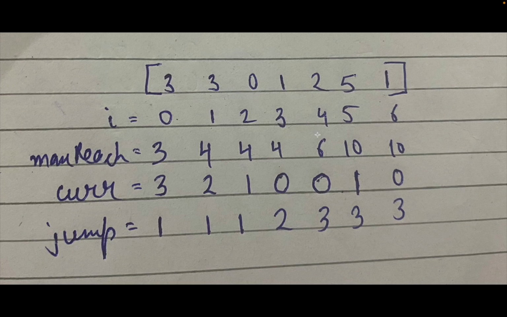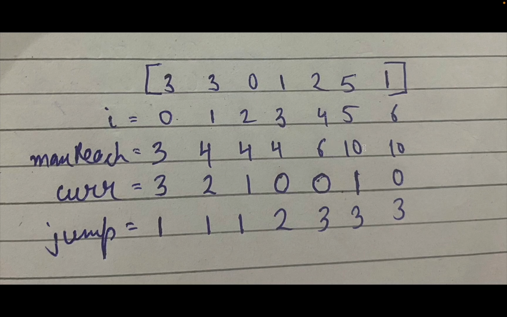Then it will come here again, max reach here would be updated to 4 plus 2, 6. 6 is greater, so max reach would be updated to 6, and current value was 1, so it will reduce by 1 and become 0, and as it has become 0, jump will also increase by 1.